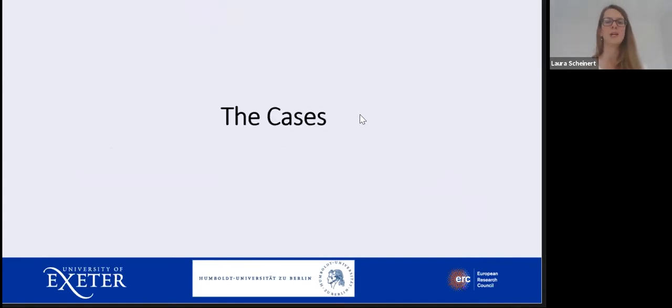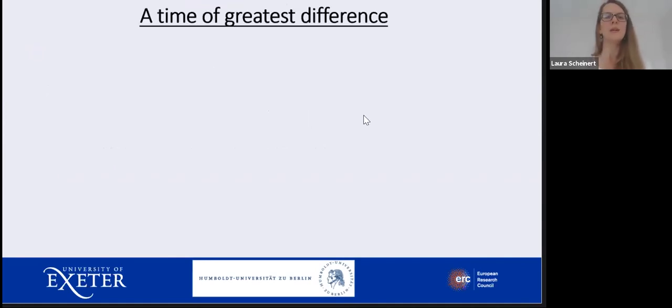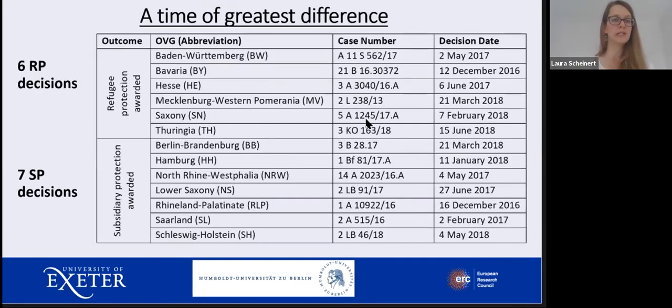So what are the cases that we selected for our study? We selected a total of 13 higher administrative court decisions in Germany, 6 of them awarding refugee protection, 7 of them awarding subsidiary protection. And this is every first decision of each of the higher administrative courts in the different federal states in Germany. And all of these decisions were taken between December 2016 and June 2018.